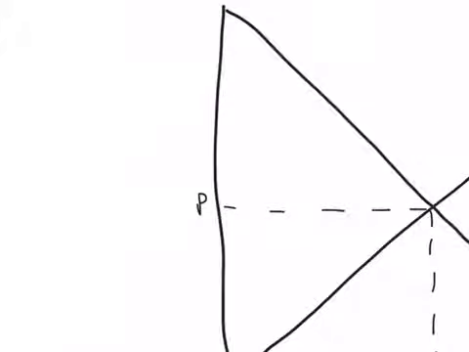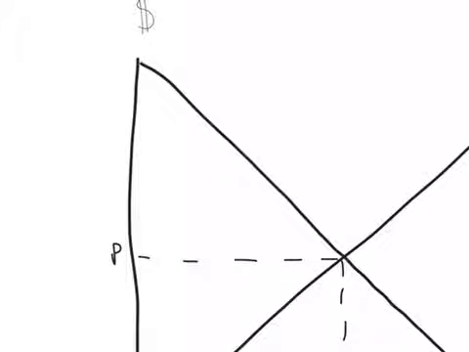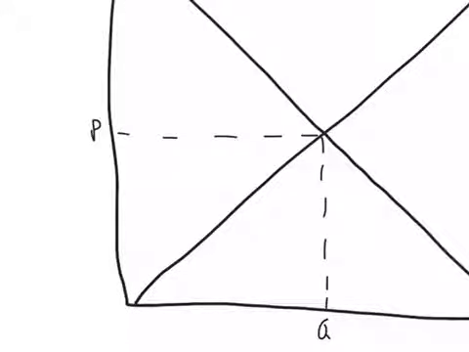We have this whole triangle here. This top triangle is the consumer surplus, and then this bottom is producer surplus, my bad.